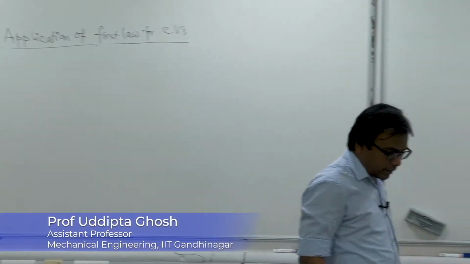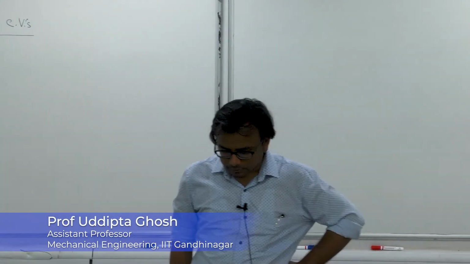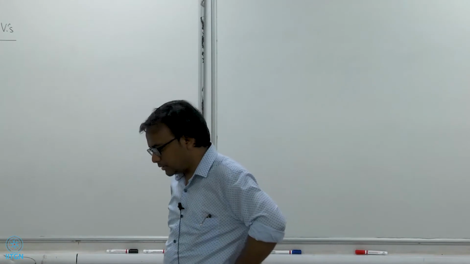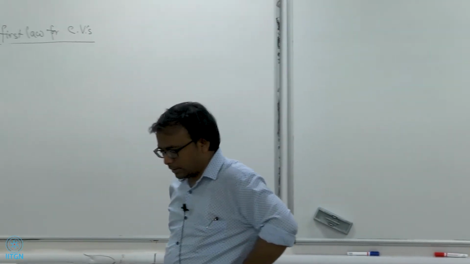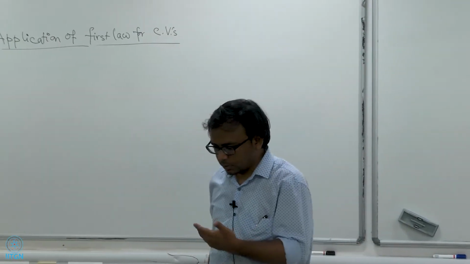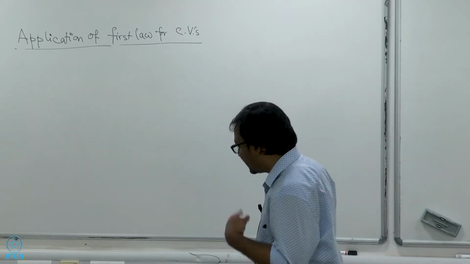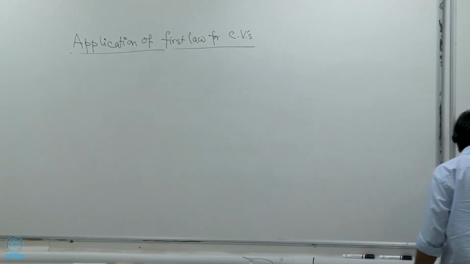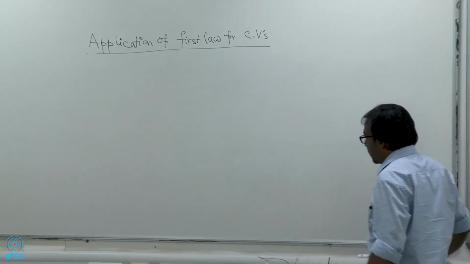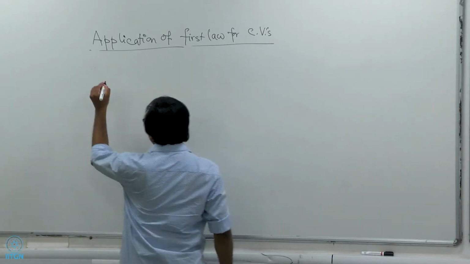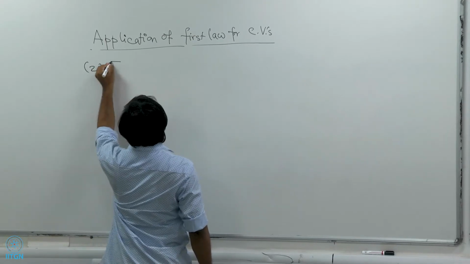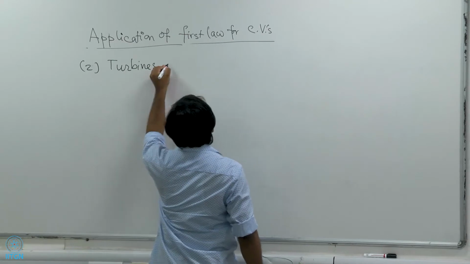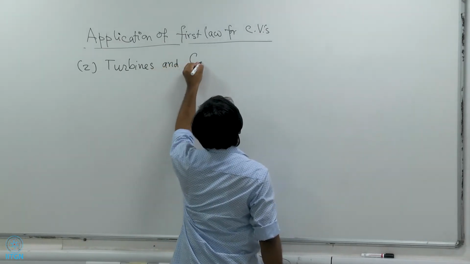So we were discussing the applications of the first law to control volumes and talking about some devices that are used in many applications. We discussed nozzles and diffusers. We'll carry forward that discussion, and in this lecture we will talk about turbines and compressors.